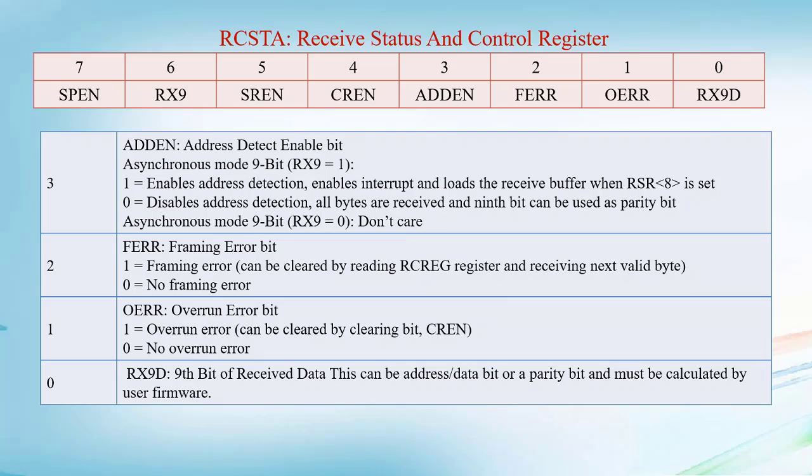Bit 2 is FERR, the framing error bit. If it equals 1, a framing error is there. If it equals 0, no framing error. Then bit 1 is the overrun error bit. If there is an overrun error, this bit gets set, otherwise it is 0. RX9D, the last bit, is the 9th bit of received data. It can be an address bit or a parity bit and must be calculated by user firmware.